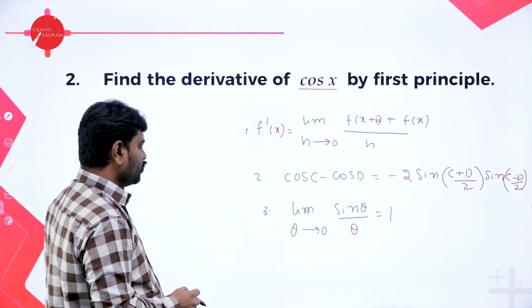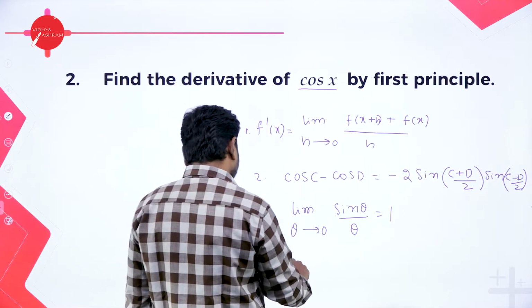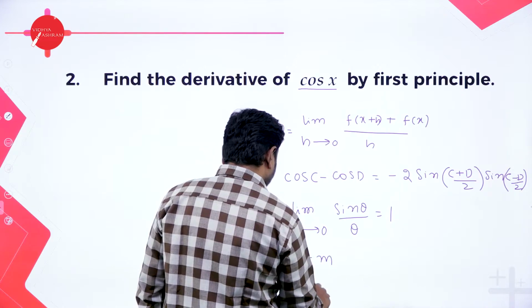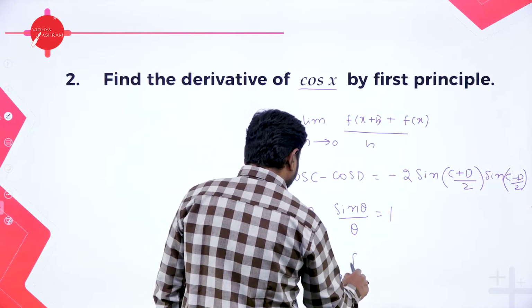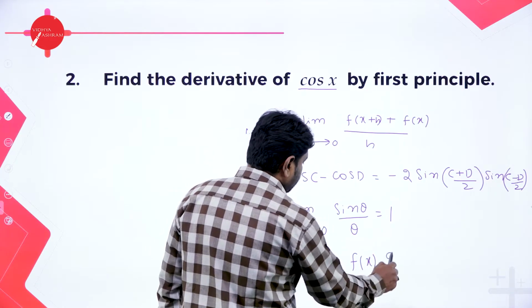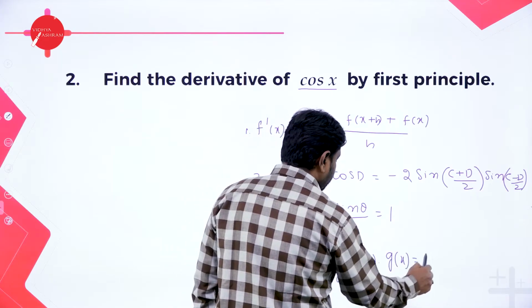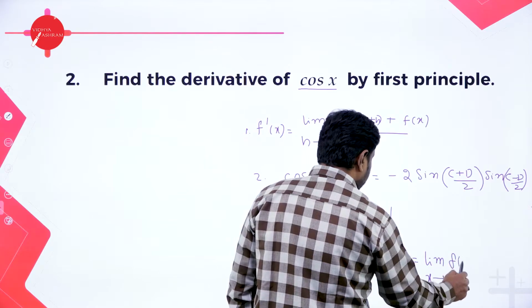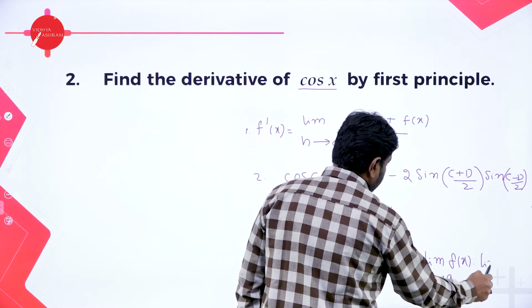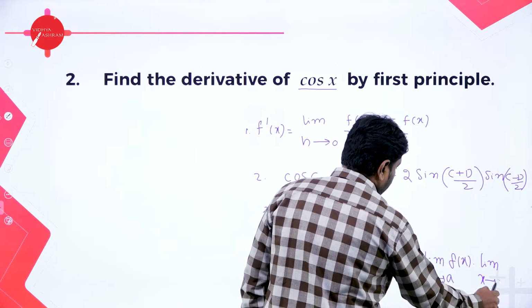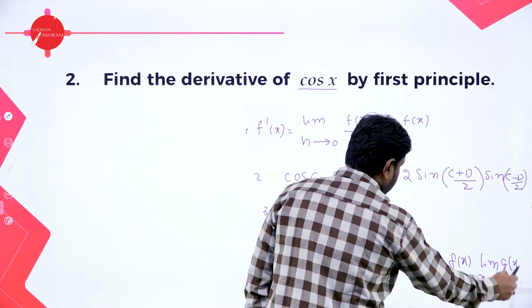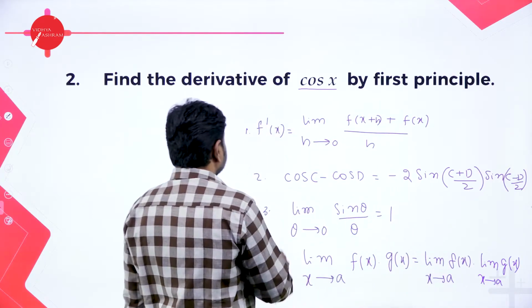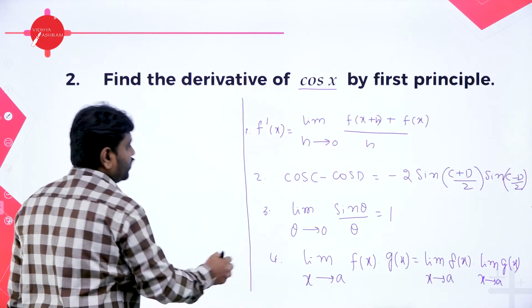And as usual, the fourth one: limit x tends to a, if you have a product of two functions f of x into g of x, then you can apply the limit separately for the first and separately for the second. Limit x tends to a of f of x separately into limit x tends to a of g of x separately. So if you have a product of two functions, you can apply the limit for each function. These are the four basics which help you to derive.